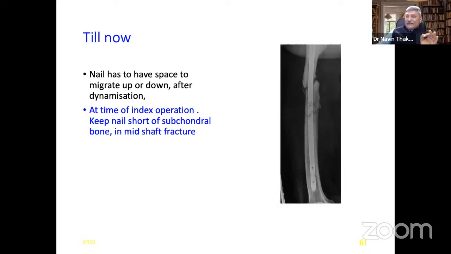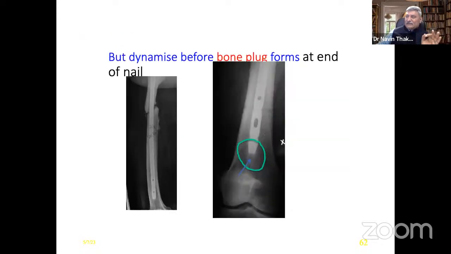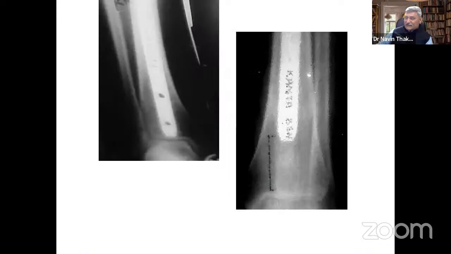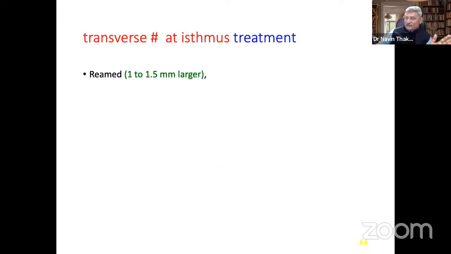At the time of the index operation, keep the nail short of the subchondral bone in the mid shaft. So a little short nail is better, but dynamize before a bone plug forms at the end of the nail. So always see before dynamization whether there is a space above or below, accordingly where you are dynamizing. You must check for the space. There should be enough space.